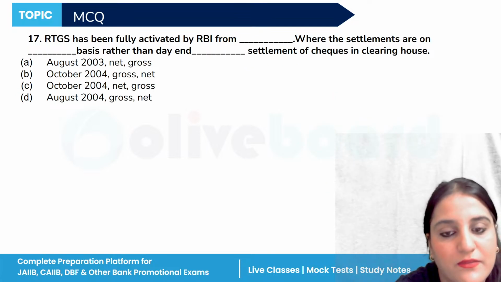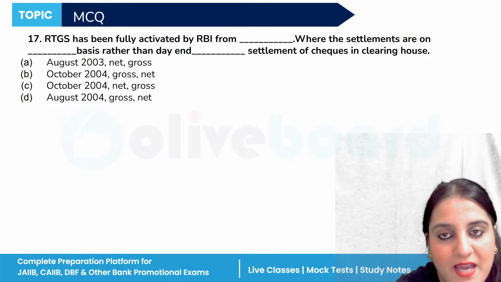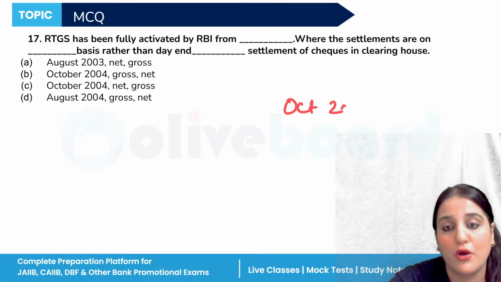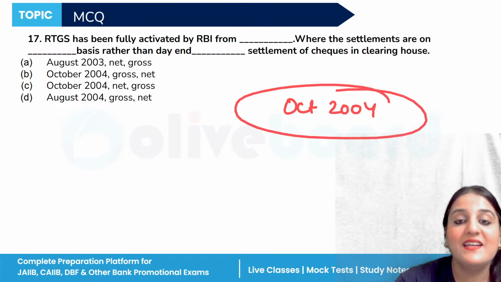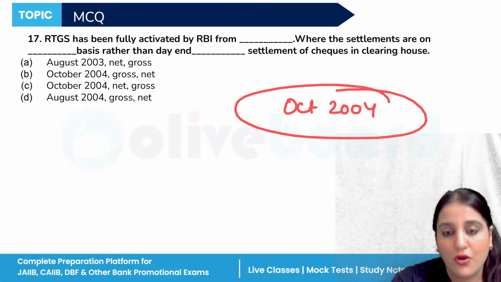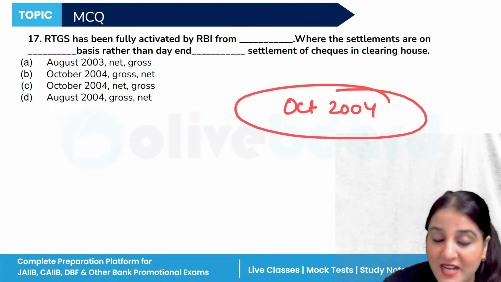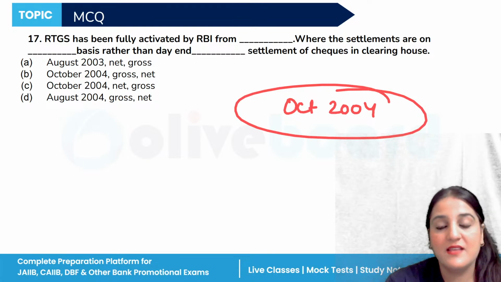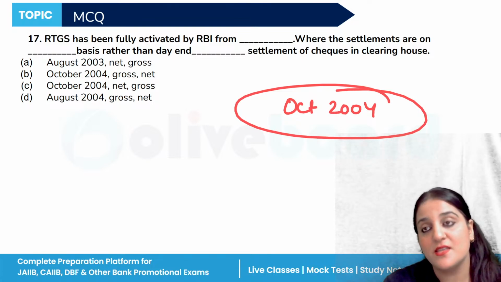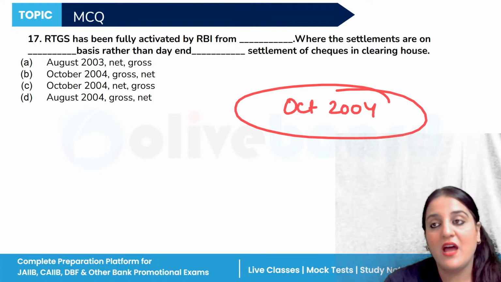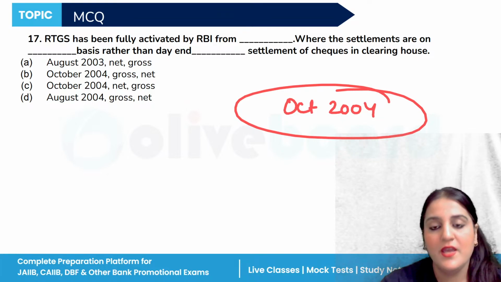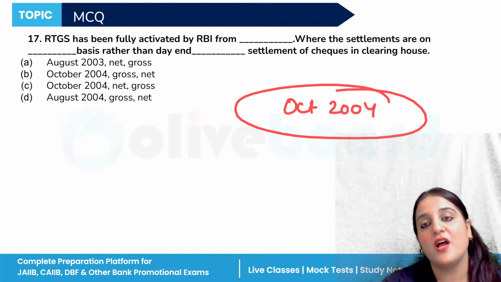Now RTGS has been fully activated by the RBI. RTGS is real-time gross settlement, which is fully activated by RBI in October 2004. This means that transactions are settled on a gross basis, meaning each transaction is settled individually and not in batches. And this is a system for transferring the money and securities in real time on a gross basis. It is primarily used for high value transactions and is a crucial component of the financial infrastructure in many countries, which also include India.